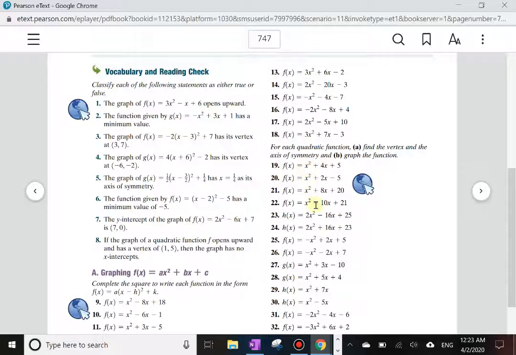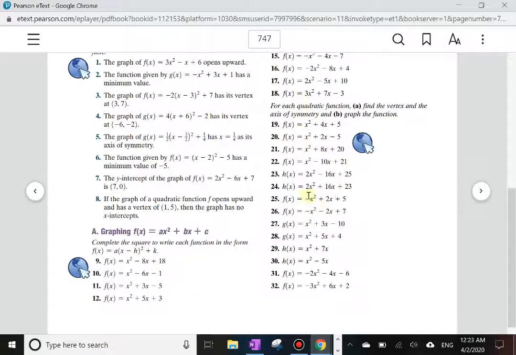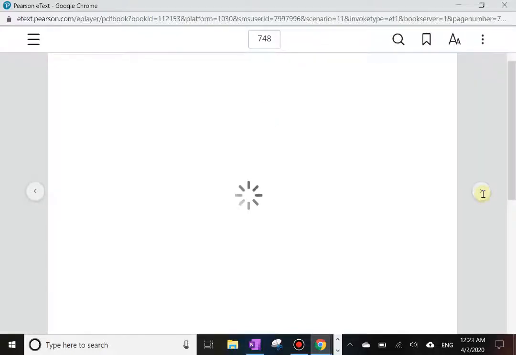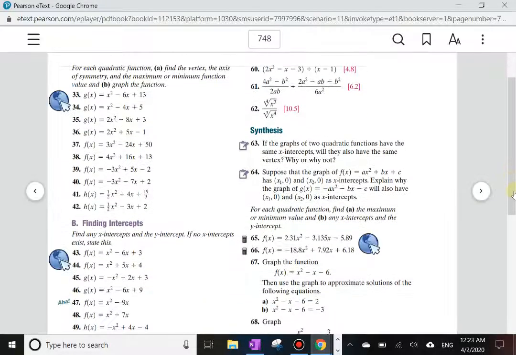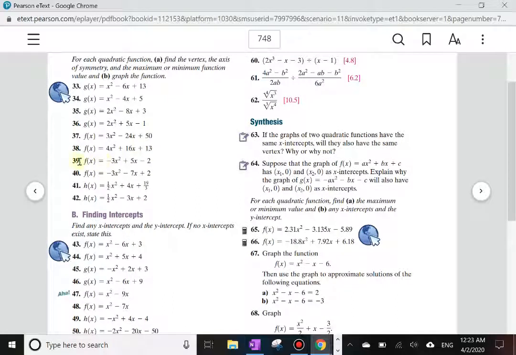And then in the following segment, the one directly below it, you're doing number 19 and number 23 for your homework. And on the following page, page 748, you're doing exercise number 39 in this segment.